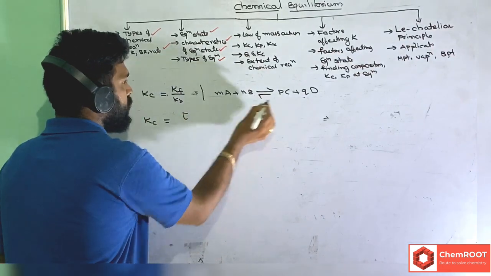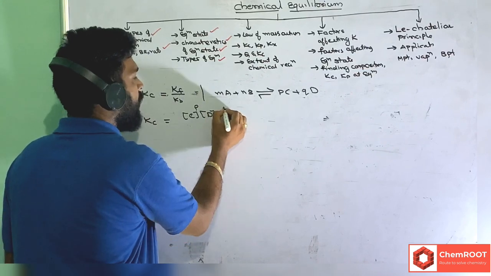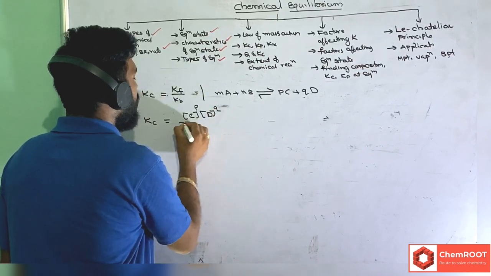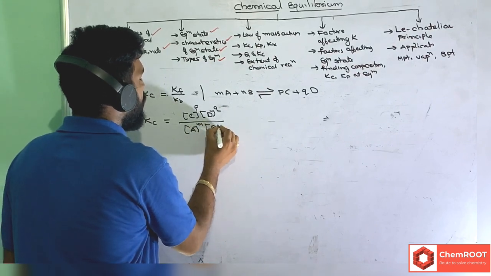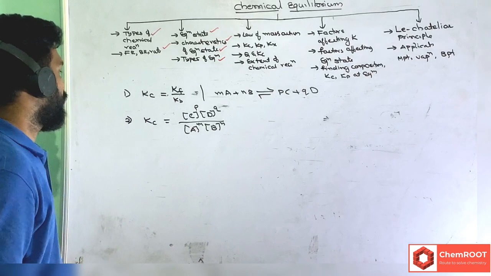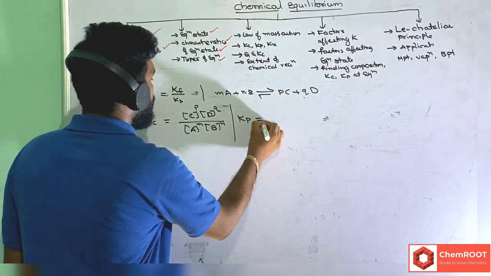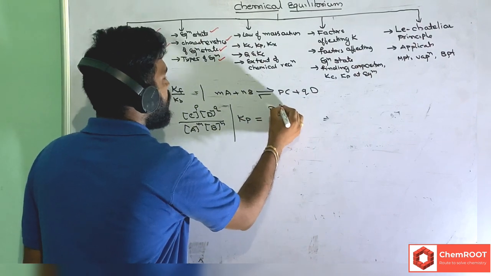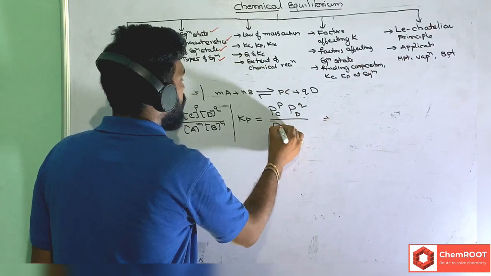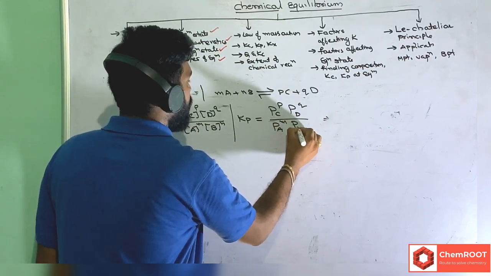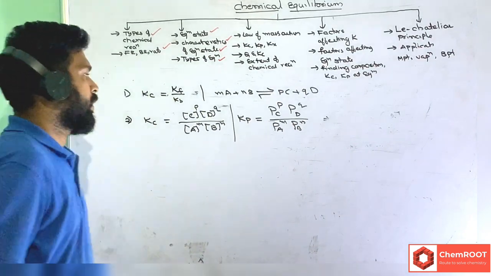Here the product concentrations, concentration of C to the power of P into concentration of D to the power of Q, divided by concentration of A to the power of m and concentration of B to the power of n. Okay, so this is a Kc expression in terms of concentration. And Kp expression, what you will get? Partial pressure of C to the power of P and partial pressure of D to the power of Q over partial pressure of A to the power of m and partial pressure of B to the power of n. This is a Kp expression we are getting.